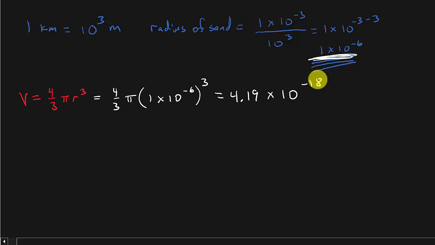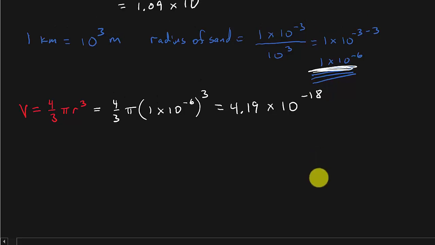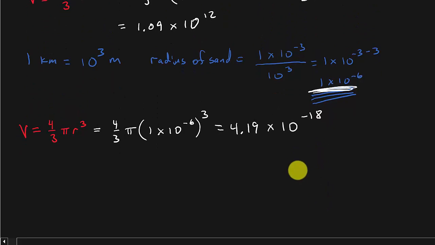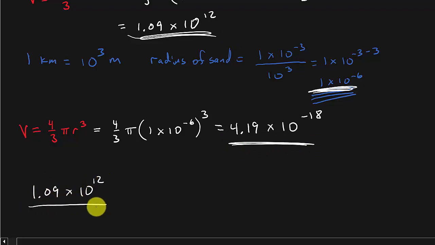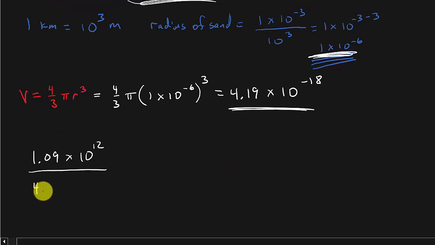So how many grains of sand would there be in the volume of the Earth? All you do there is divide the volume of the Earth by the volume of a grain of sand, and that would give you the answer. So that's this number divided by this number. That's 1.09 times 10 to the 12th over 4.19 times 10 to the negative 18. And then we simplify this.